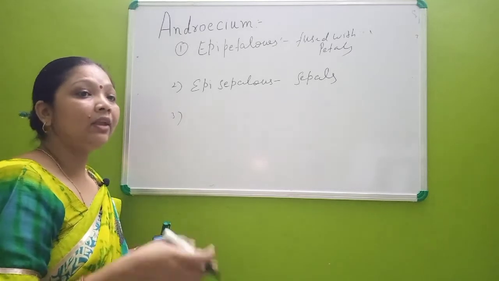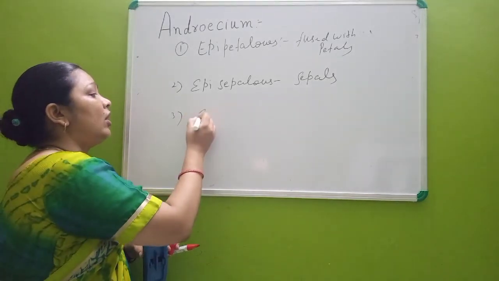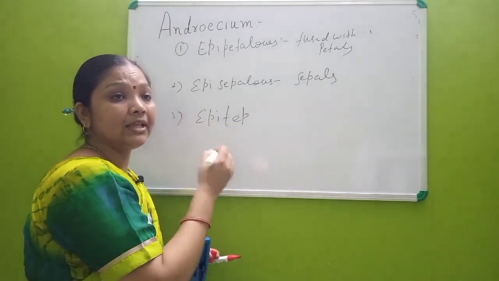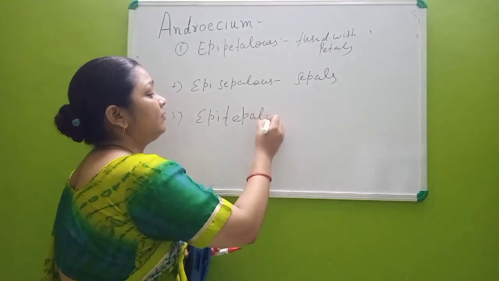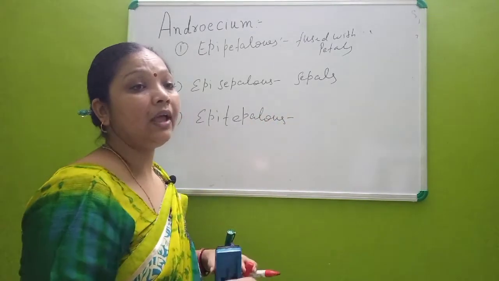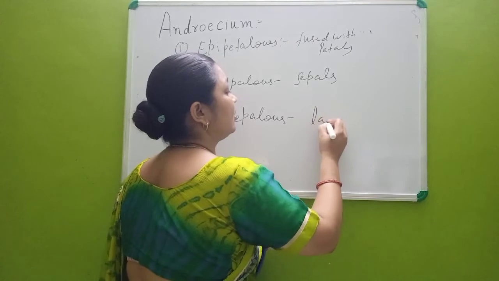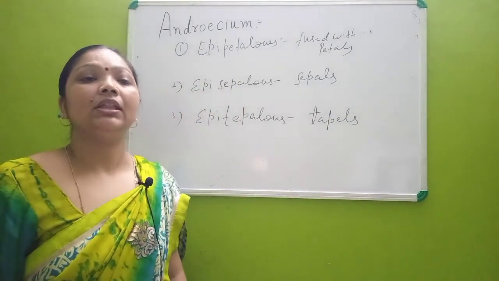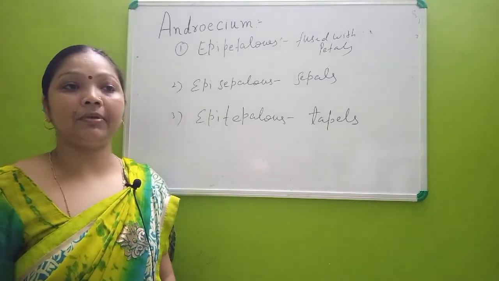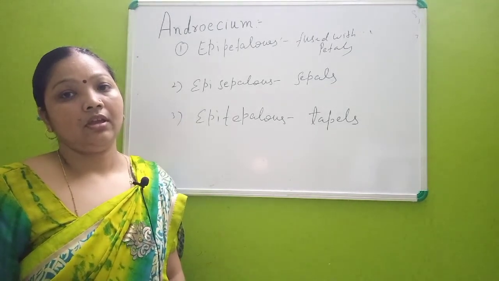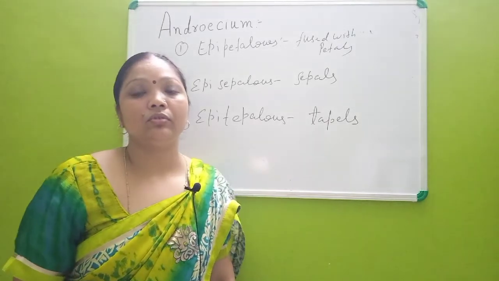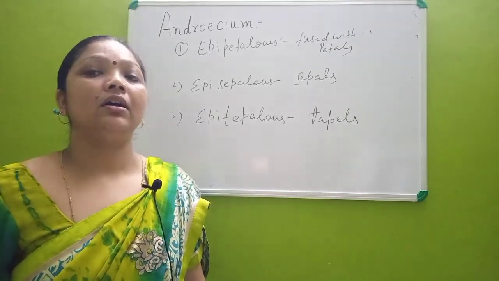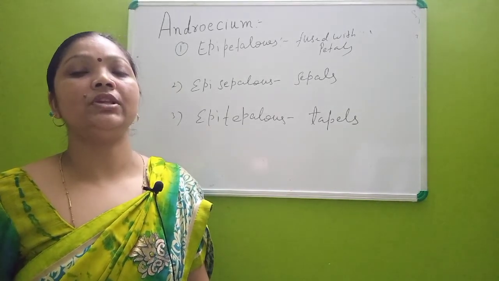Now the third one: sometimes the sepals and petals are not there, they are replaced by tepals or perianth. Then what happens? That is called Epitepalous condition. That is, the filament is fused with tepals. If it is fused with tepals, then it is called Epitepalous condition. Okay, so this is the classification of stamens on the basis of what they are attached to.